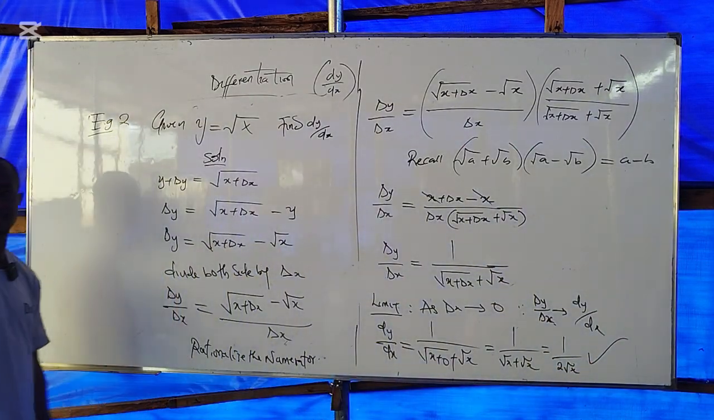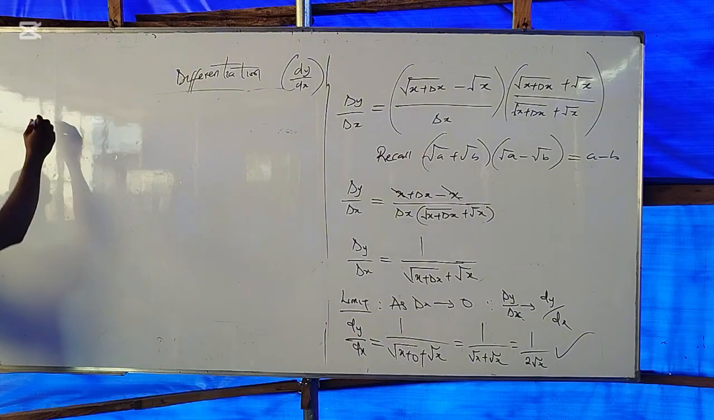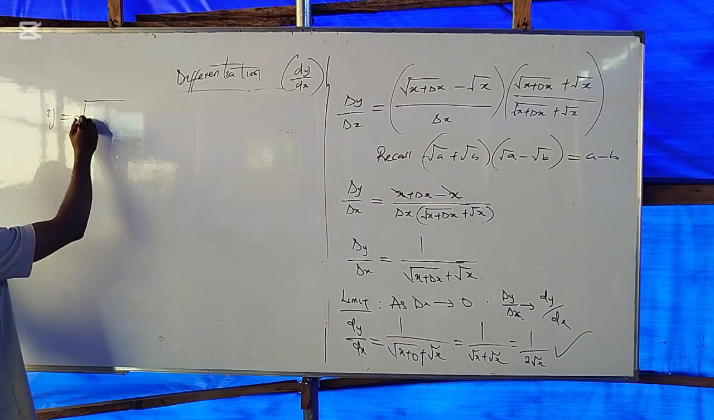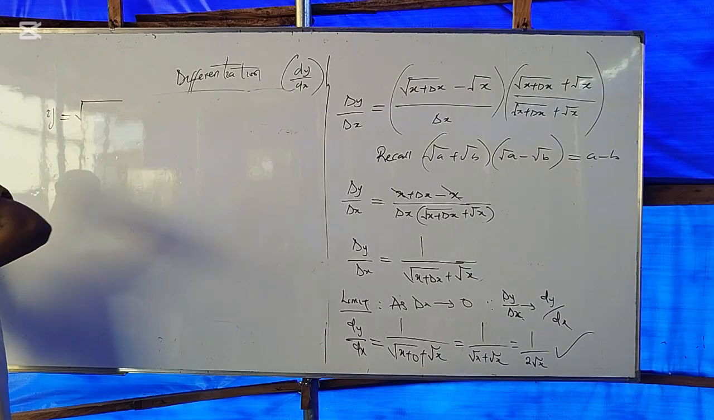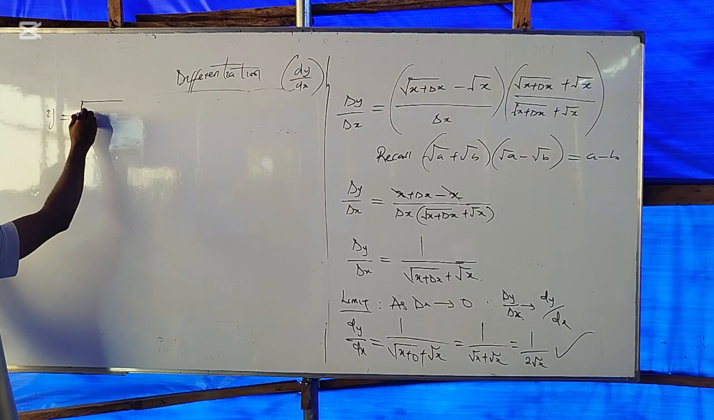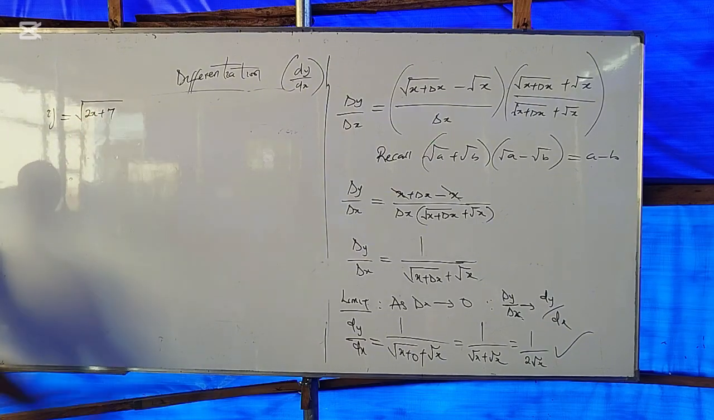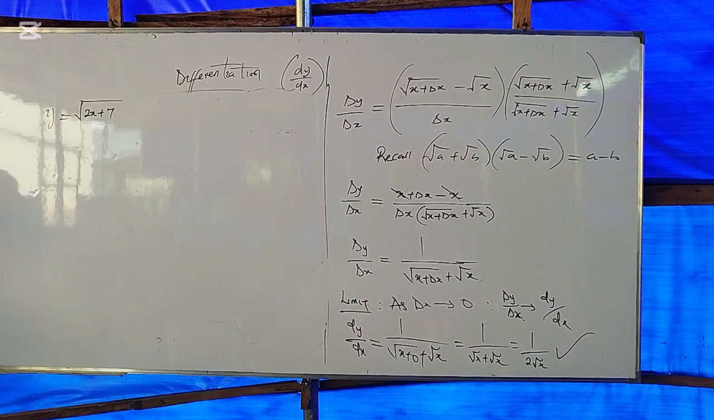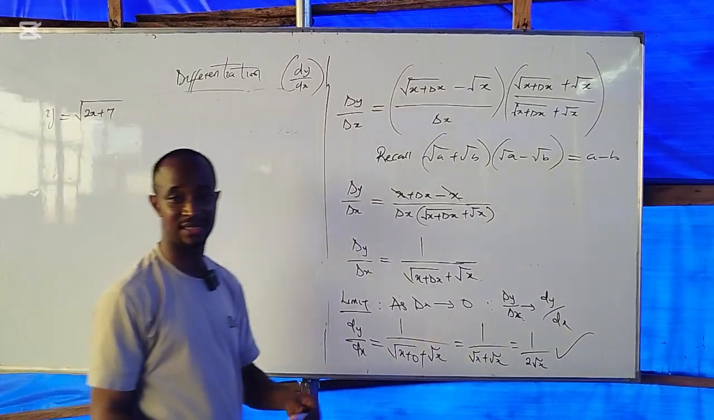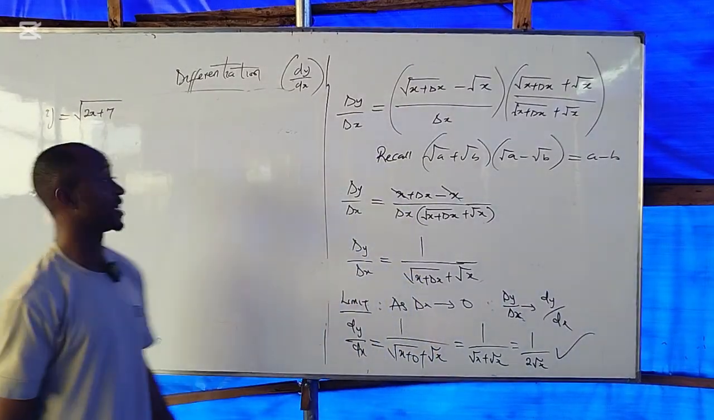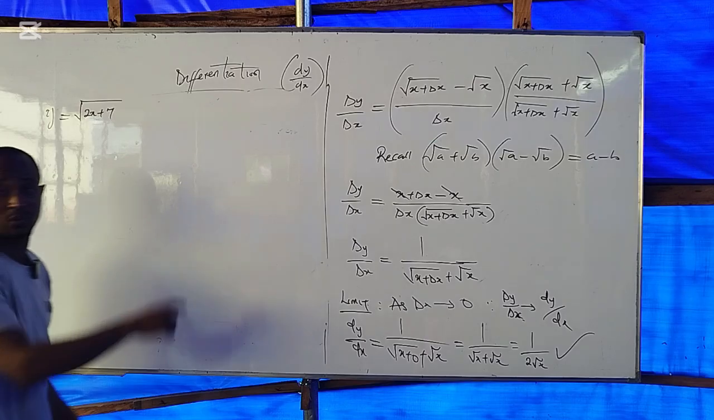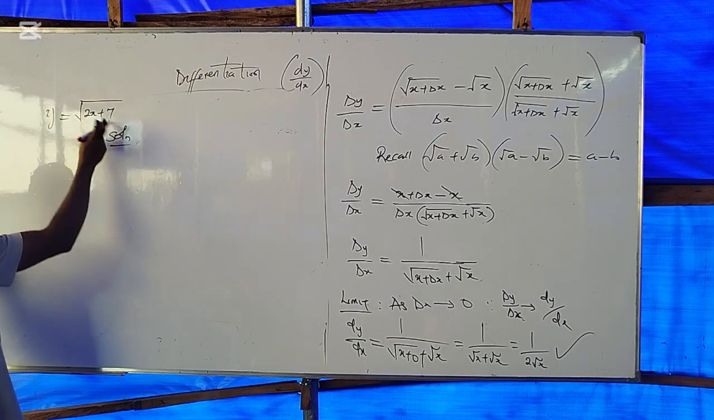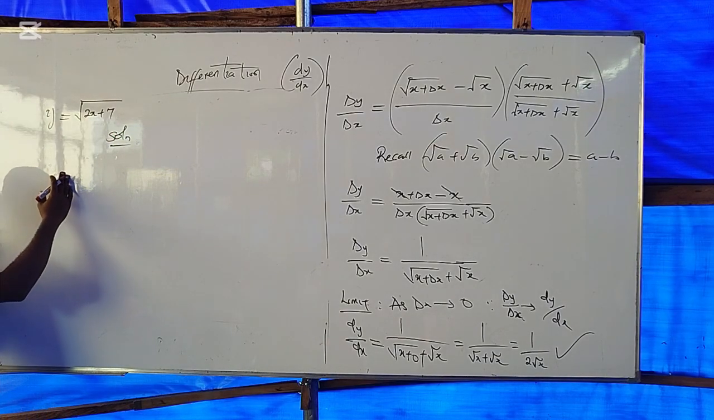What if we are given y equals to square root of, let's say, 2x plus 7? Now we have not just x, we have a number added to x, are you following? If we are given y equals square root of 2x plus 7, how do we solve it? The same way we solved the last one, just that we have a number attached to it. So let's go.